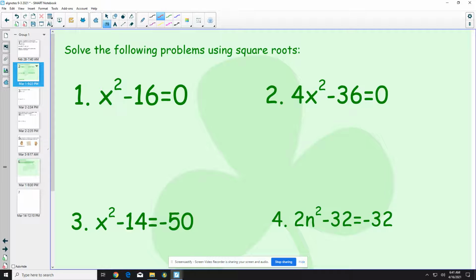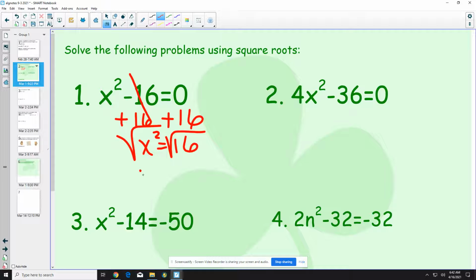All right, put a number 1 on your paper. Number 1 says x squared minus 16 equals 0. What we're going to do to solve by using square roots is get the x squared by itself on one side. So to do that, we're going to add 16 to both sides, and then we'll get x squared equals 16.